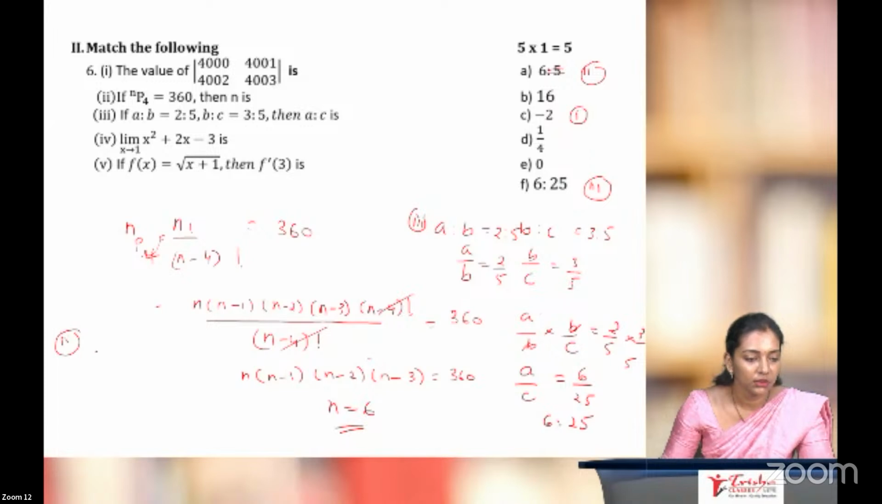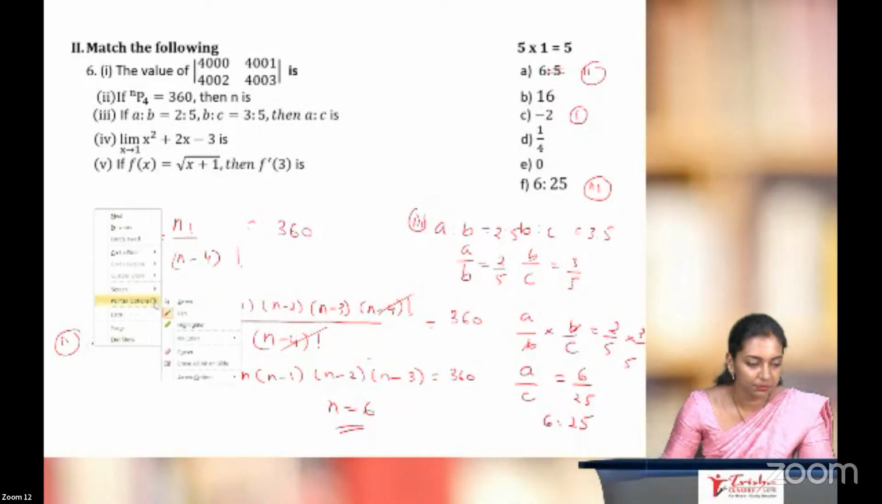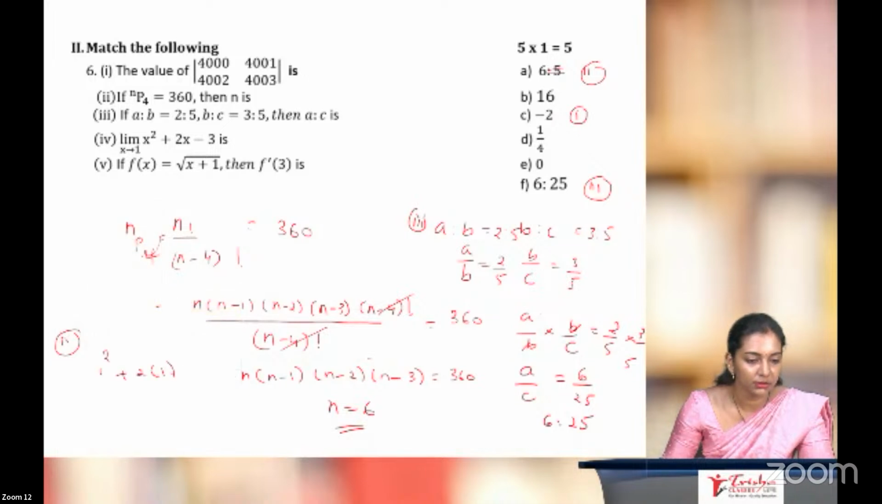Fourth one. So, it is not of a 0 by 0 form. Just substitute 1 square plus 2 into 1 minus 3, or 1 plus 2 minus 3, or 3 minus 3, it is 0. So we have the fourth as the option. Okay. So next is the fifth one.